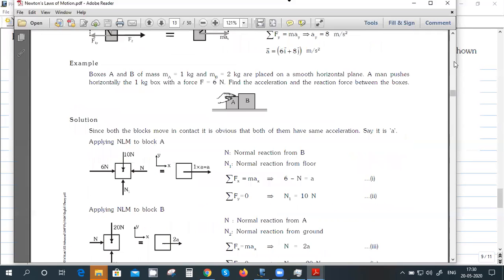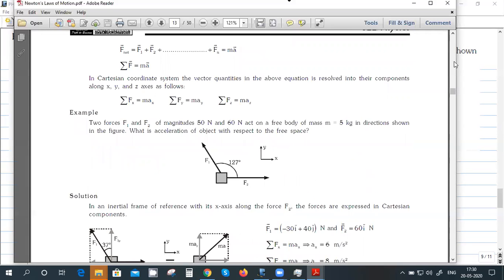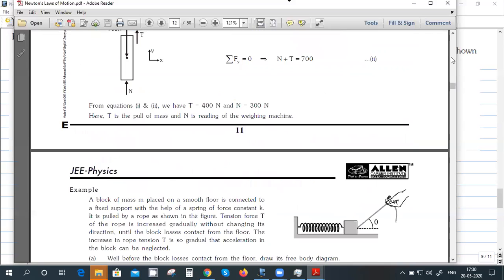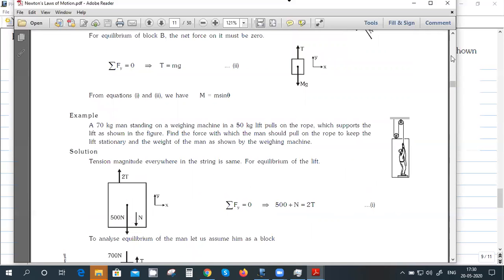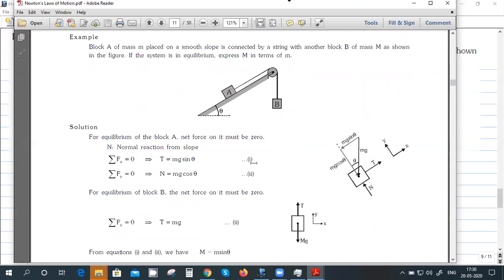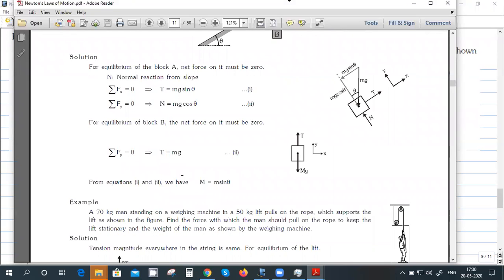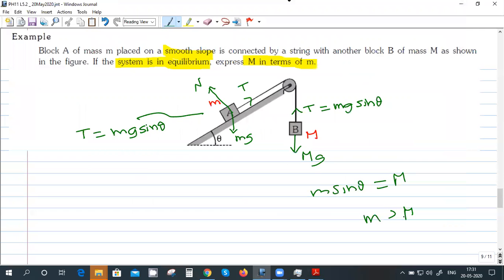Sir, larger mass will be... Yes. Larger mass is small m. Capital M equal to m sin theta. Sin theta is less than 1. Okay. So the symbol is wrong, but anyway. Capital M equal to m sin theta. So this one is correct.